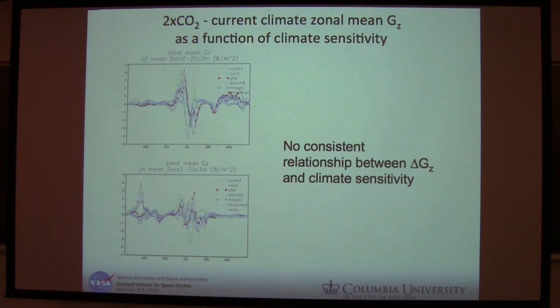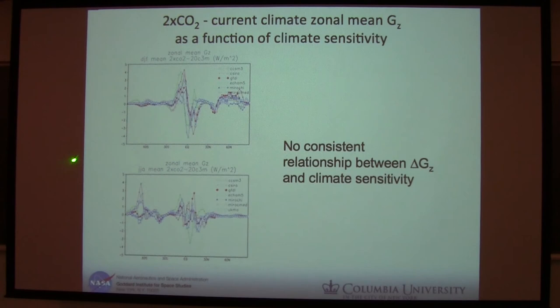And we didn't find any connection. So initially we tried just making a plot of GZ as a function of sensitivity and a cloud that didn't see anything helpful. So we tried to stratify, and again, I apologize if you really can't see those. We tried to stratify the different models according to their climate sensitivity. So the red models are low climate sensitivity, the green models are medium climate sensitivity, and the blue models are high climate sensitivity. And here's their zonal mean GZ in December, January, and February, and in July and August, double CO2 minus current climate.